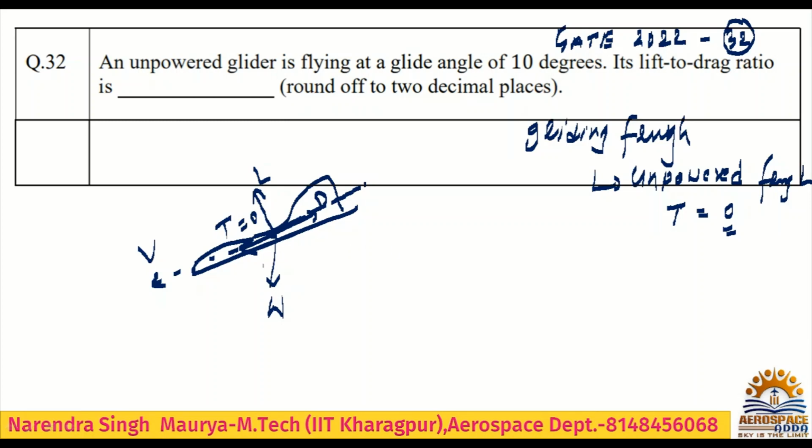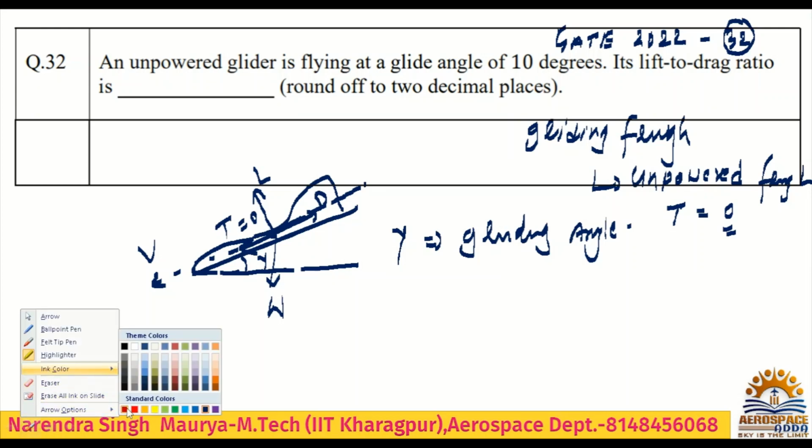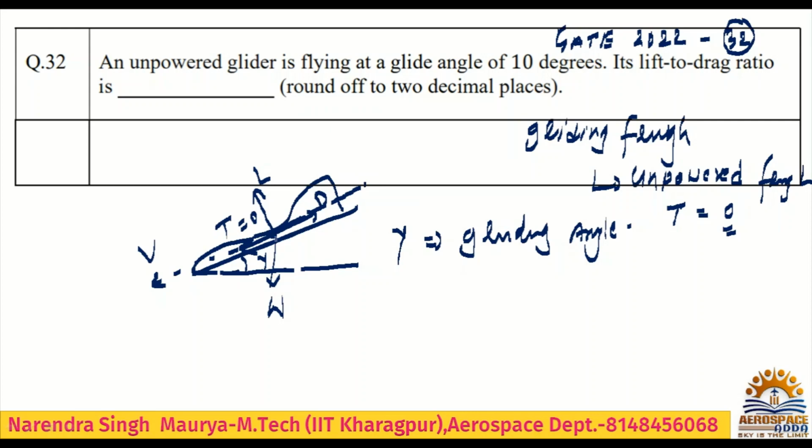From the horizontal, you can say the gliding angle is gamma. So what is gamma? Gamma is nothing but the gliding angle. Okay, so this is the W. If you resolve this, so the component you may get, this is the W here. This will also be gamma, because this is gamma, so this is also gamma. So this value will be W cos gamma.